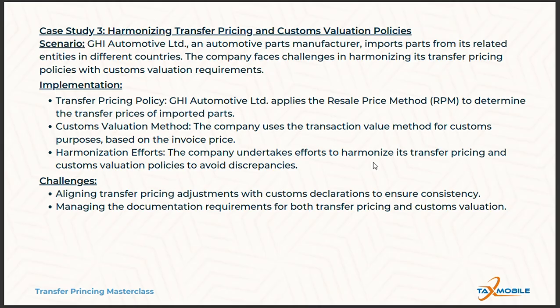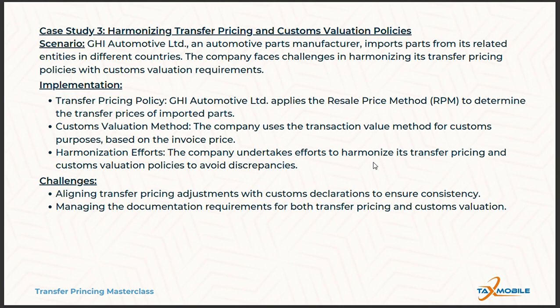Now, the main challenge for GHI is aligning transfer pricing adjustments with customs declarations to ensure consistency while also managing the documentation requirements for both transfer pricing and customs valuation. So GHI adopts an integrated approach, coordinating between its tax, finance, and logistics teams to harmonize its transfer pricing policies with customs valuation requirements. The company also conducts training sessions to ensure that relevant teams are aware of the interaction between the two. Through this effort, GHI Automotive achieves consistency in transfer pricing and customs valuation declarations and improves the efficiency of its compliance efforts.